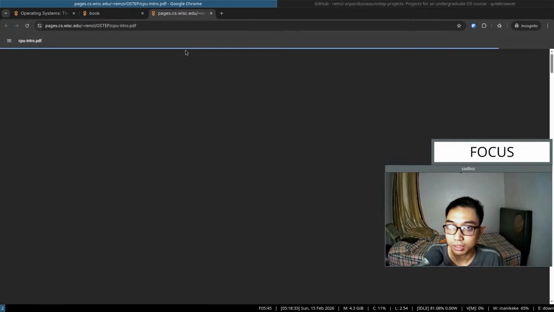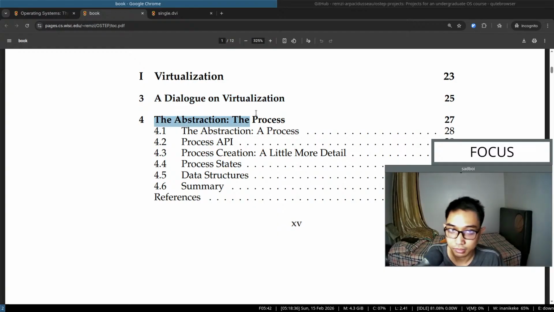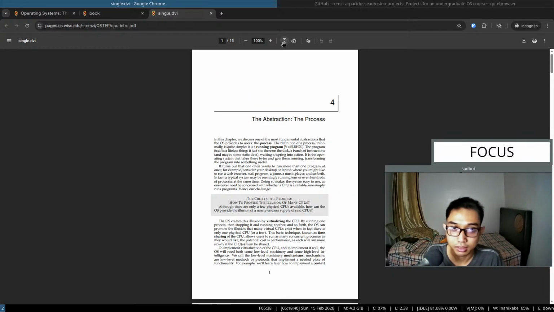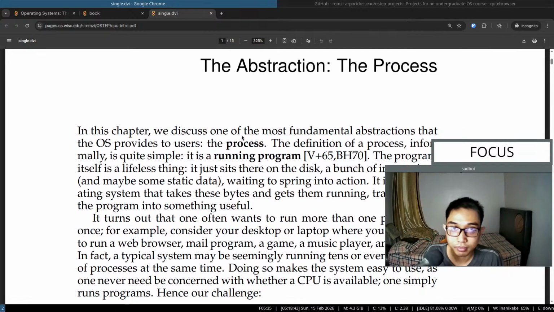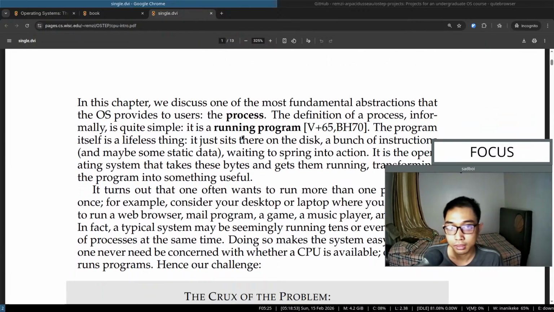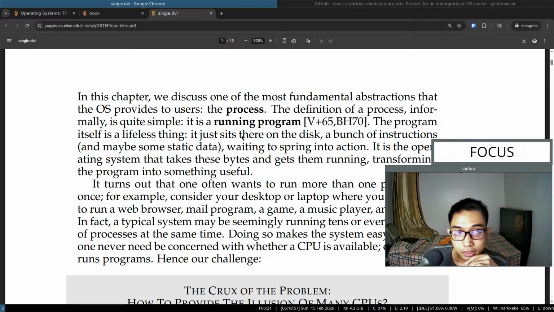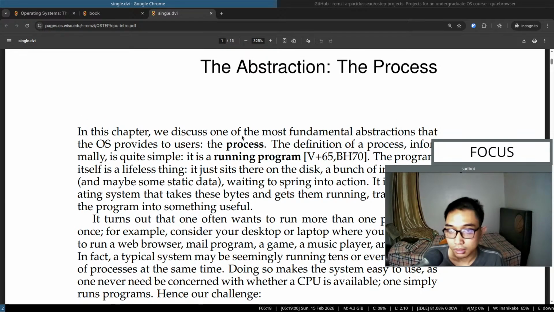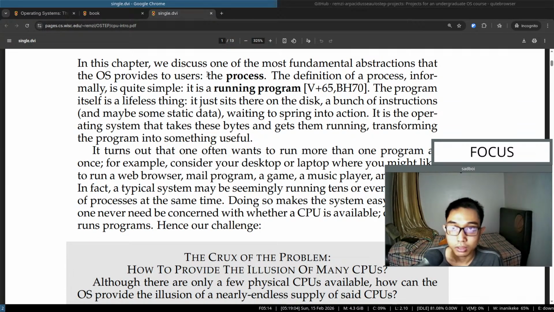We're going into the process. This one. The abstraction, the process. Okay. In this chapter, we discuss one of the most fundamental abstractions that the operating system provides to the user, the process. Okay, fundamental abstraction. Okay, the definition of a process informally is quite simple. It is a running program.